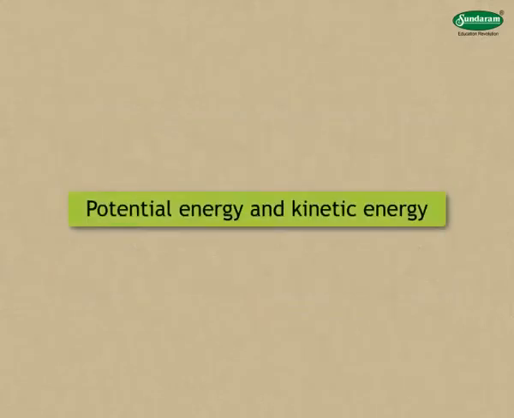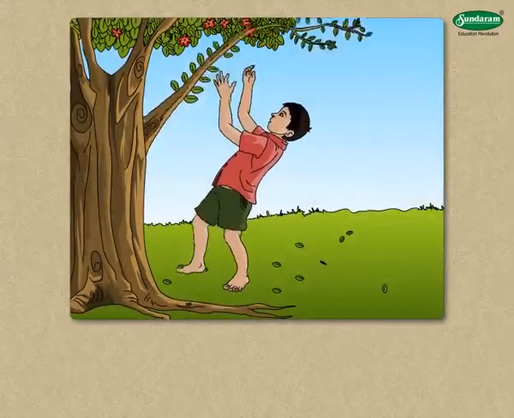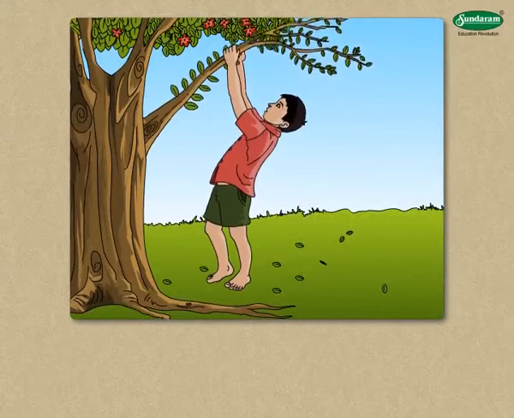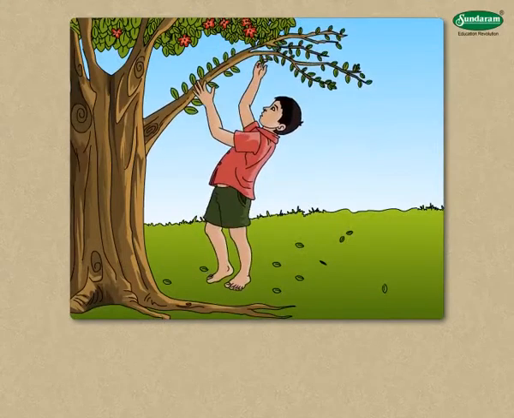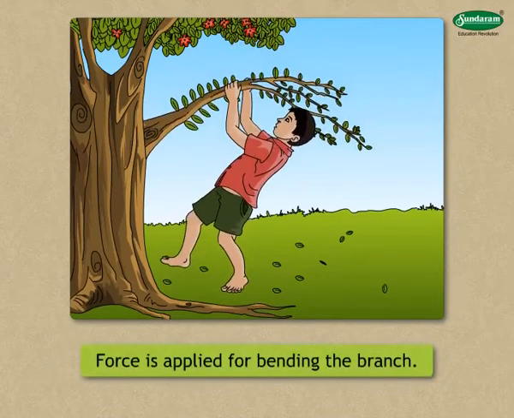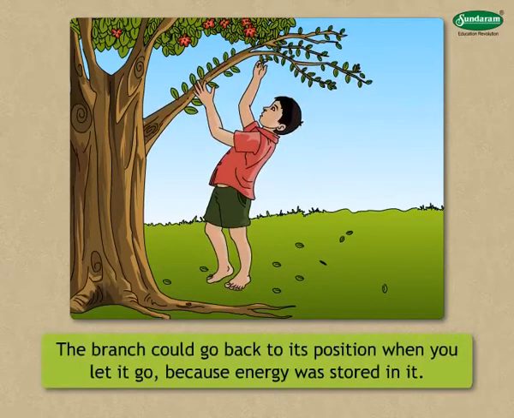Potential energy and kinetic energy. If you bend a branch of a tree and let it go, it gets back into its original position. Displacement occurred both when the branch was pulled down and also when it went back to its first place. Hence, work was done in both cases. Force is applied for bending the branch. That is why it was displaced. The branch could go back to its position when you let it go, because energy was stored in it.